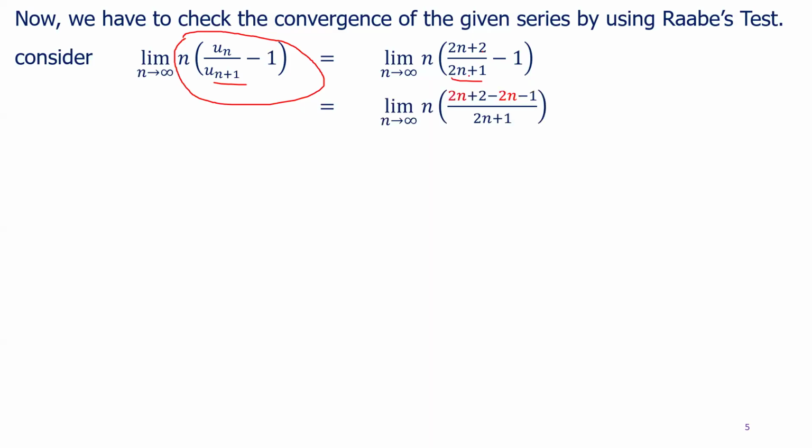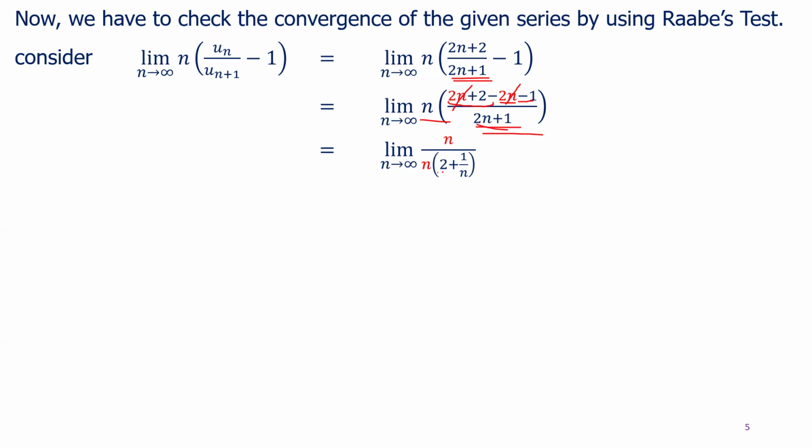If we simplify it, the LCM is 2n plus 1. So 2n plus 2, and this minus 1 multiplied with 2n plus 1, so minus 2n minus 1. 2n minus 2n will cancel, and 2 minus 1 is equal to 1. This is n into 1 upon 2n plus 1. And if we take n outside from 2n plus 1, it is nothing but 2 plus 1 upon n. So this n will cancel, and we have 1 upon 2, which is less than 1.